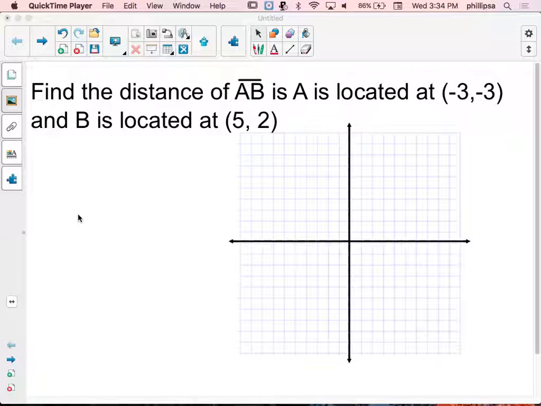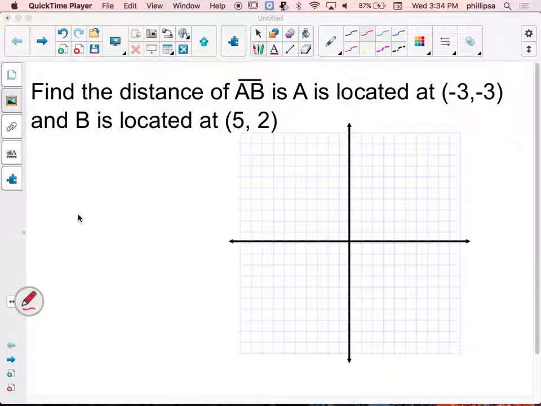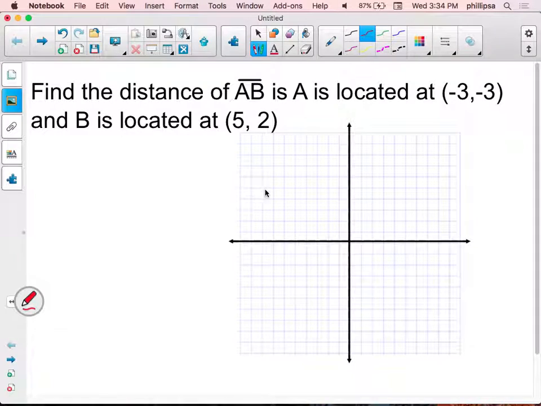Okay, so I'm going to talk about the distance formula. If you wanted to find the distance between point A and point B on a coordinate plane, and point A was, say, right here, and point B was right here, well, that's simple enough. All you can do is count, right? Likewise, if A was here and B was down here, you would just simply count the boxes between, okay?